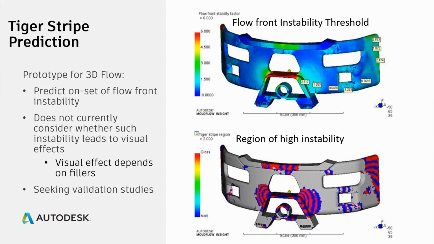Tiger stripes is a name given to a phenomenon of visual defects where there's alternating bands of high and low gloss regions. However, it depends on which angle you're viewing these from, which bands appear high and low. And it's all to do with altered reflections due to the presence of fillers. So as I said, these areas of high potential visual defect are only potential regions depending on what fillers are present.